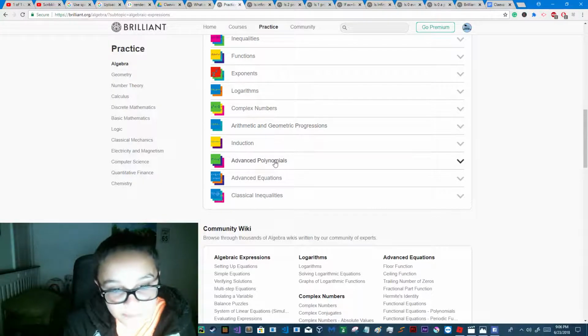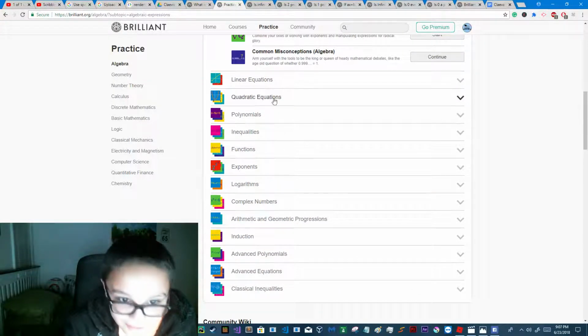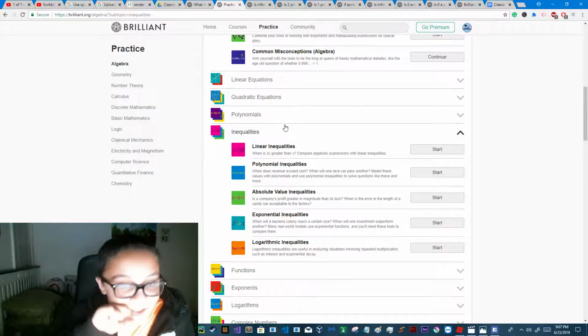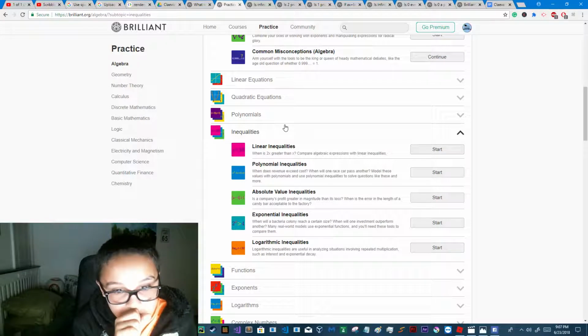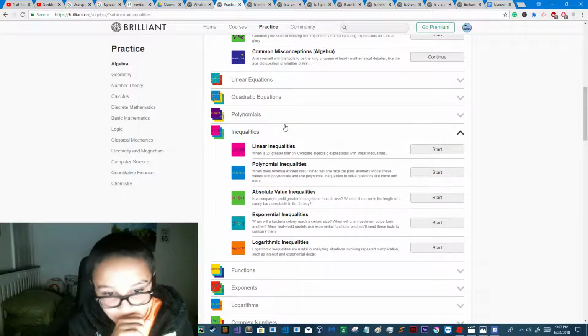Induction, advanced polynomials. I know what a polynomial is. Polynomial inequality. What is it? When is 2x greater than x? Always, I think. When does revenue exceed cost? Quite often, actually. Almost always.